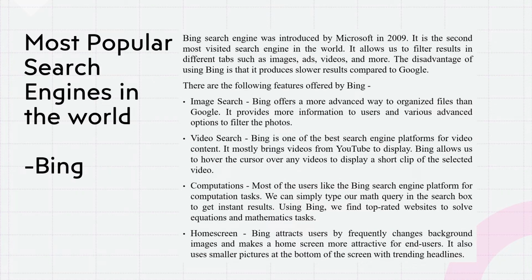Bing. Bing search engine was introduced by Microsoft in 2009. It is the second most visited search engine in the world. It allows us to filter results in different tabs such as images, ads, videos, and more. The disadvantage of using Bing is that it produces slower results compared to Google. Following features are offered by Bing.